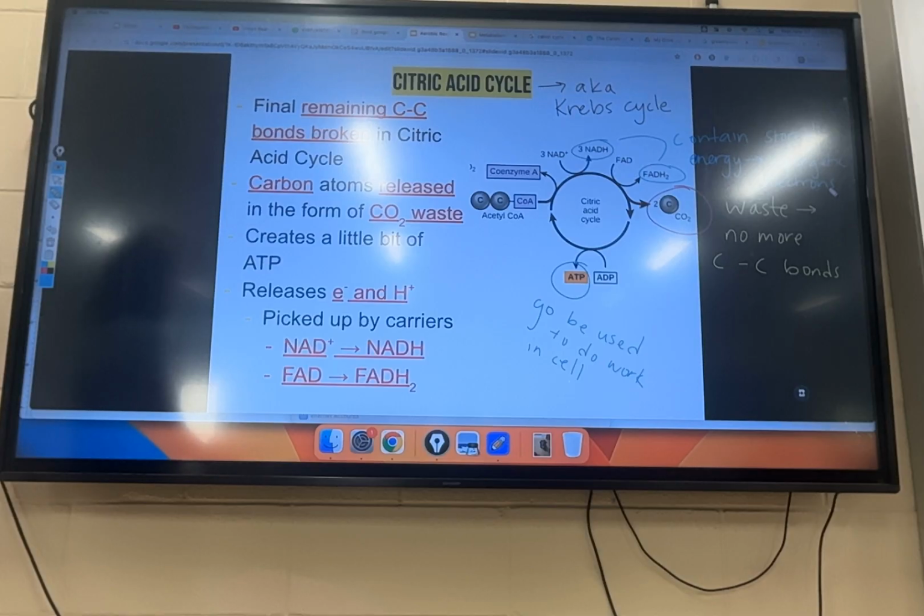Got it. And then secondly, if there are 6 carbons in the beginning and 6 leaving, then how is it recycled? Like, how is there always 6 if there's not always 6? There is always 6. So we put 6 in with glucose.